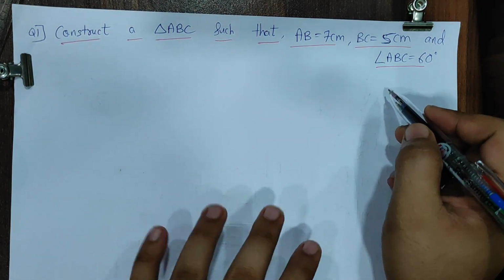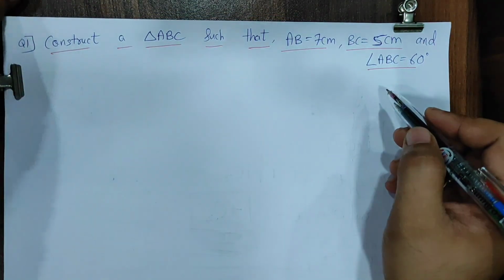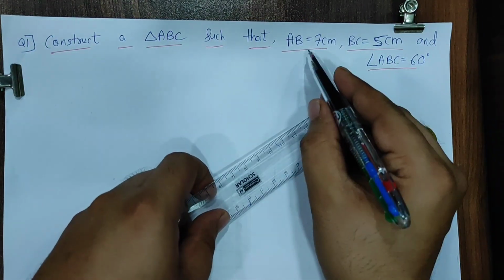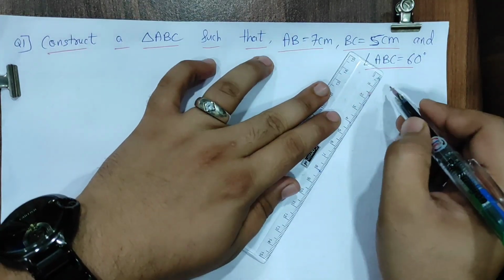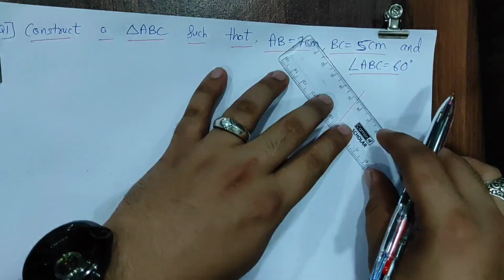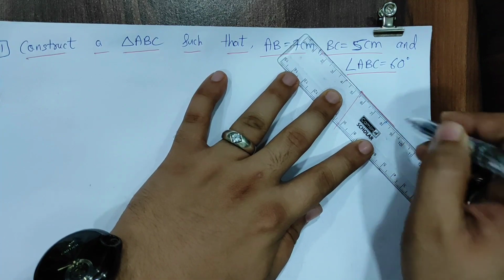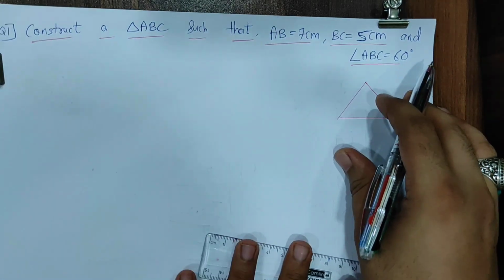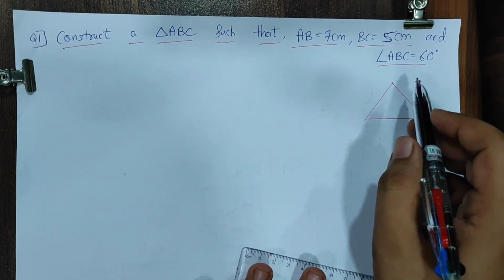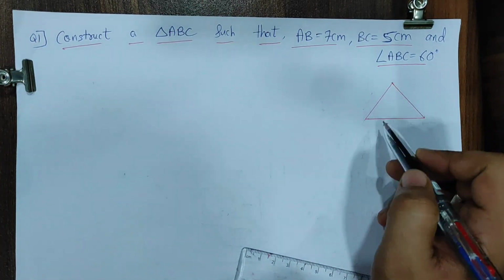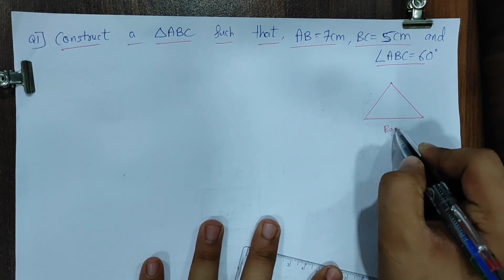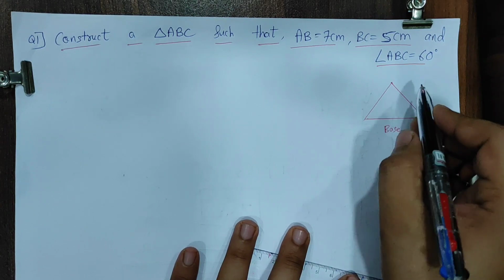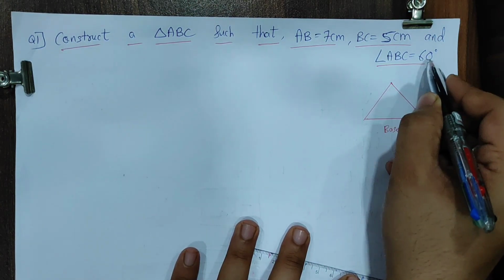Rough diagram means, of course, you have to use a scale, the ruler, but not accurately 7 centimeter. So very quickly, I'll draw a rough diagram over here. Always pay attention that whatever angle is given should always be taken at the base. This is called the base of any triangle, the downwards side. Here I can see angle ABC is 60 degrees.